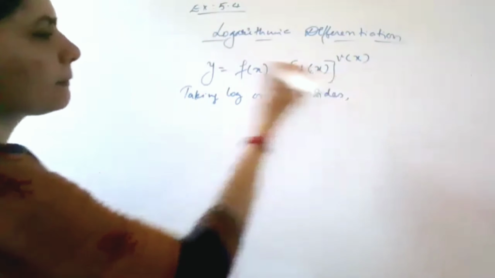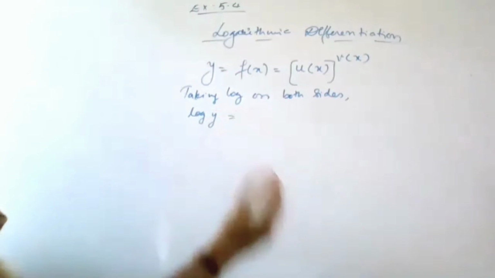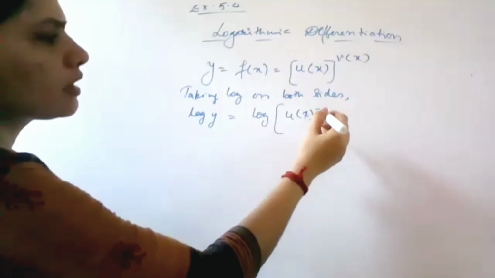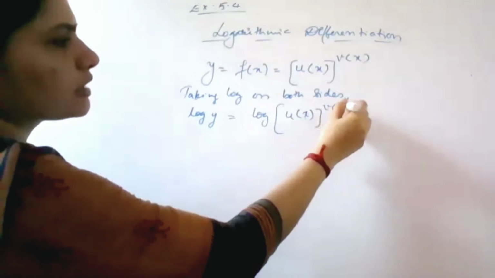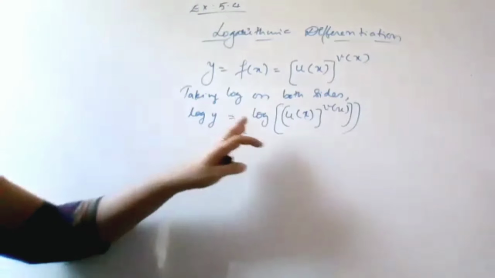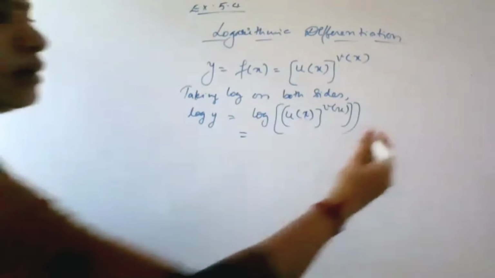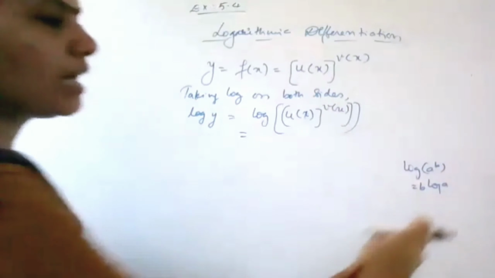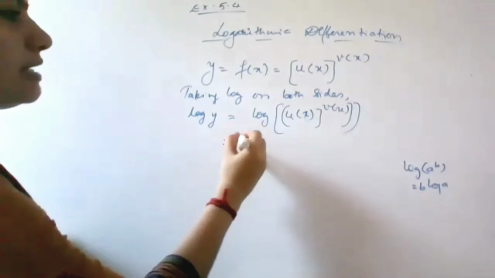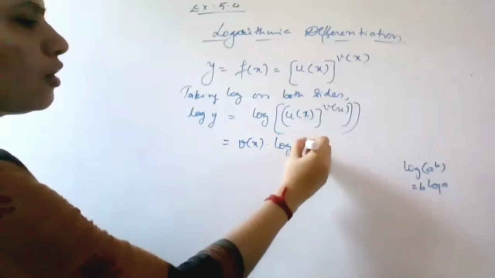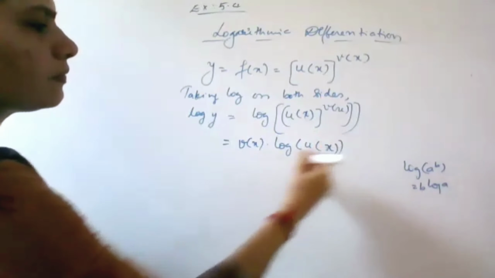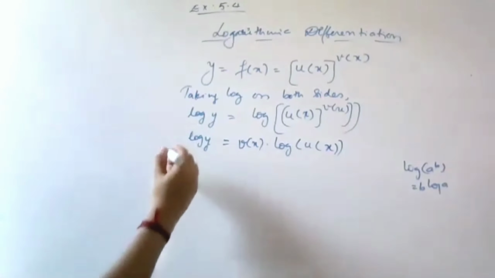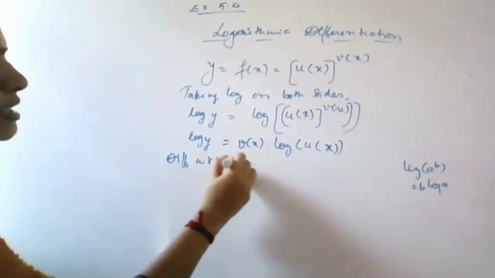Taking logarithm on both sides, the left hand side will become log y. The right hand side is log of u of x the whole raised to v of x, right? This is what you are getting. Now, log of a raised to b is b log a, right? That's what we are using here. So you will get here v of x into log of u of x. Here log y. Now after this, the next step will be to differentiate with respect to x on both sides.